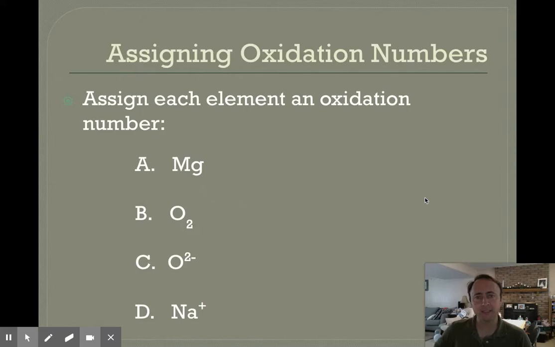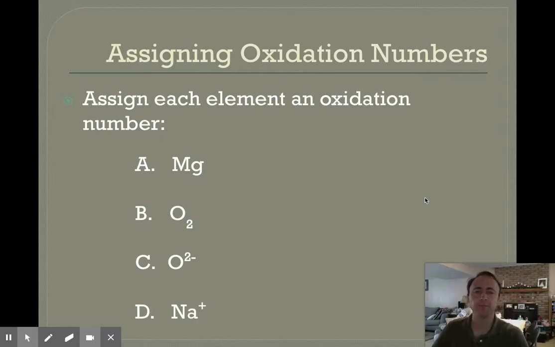Choices C and D are what we will call monatomic ions. It's one atom that's gained or lost electrons. So choice C, the oxide ion, would have an oxidation number of -2, and the sodium ion would have an oxidation number of +1.